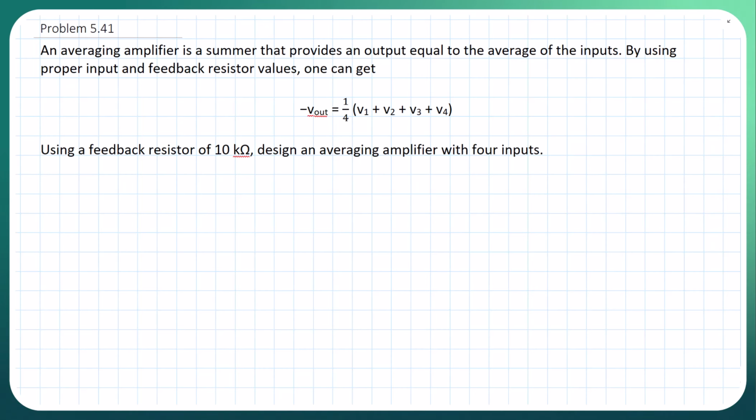Okay, let's look at this problem here. We're given this problem statement. So we have an averaging amplifier, which is a summer, so that's the key word, that provides an output equal to the average of the inputs. By using the proper input and feedback resistor values, one can get this output here: minus V out equals 1/4 times V1, V2, V3, and V4.